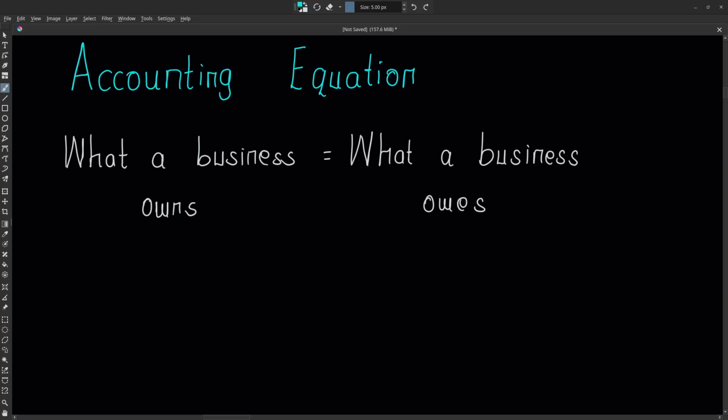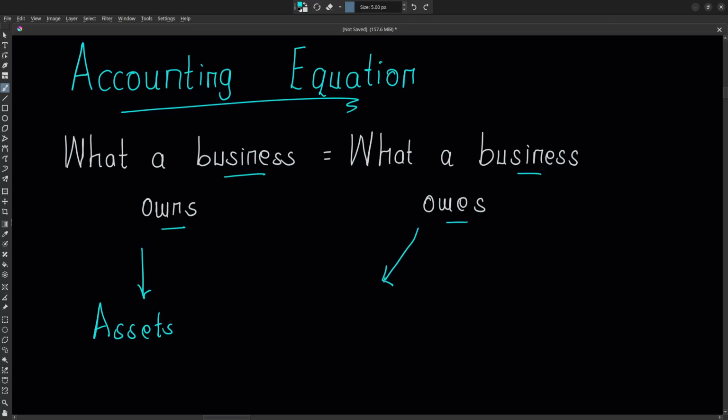Hello, let us look at the accounting equation. The concept behind the accounting equation is that what a business owns is equivalent to what a business owes, okay? What a business owns is basically what we call assets. And then what a business owes, we divide into two depending on who they owe.